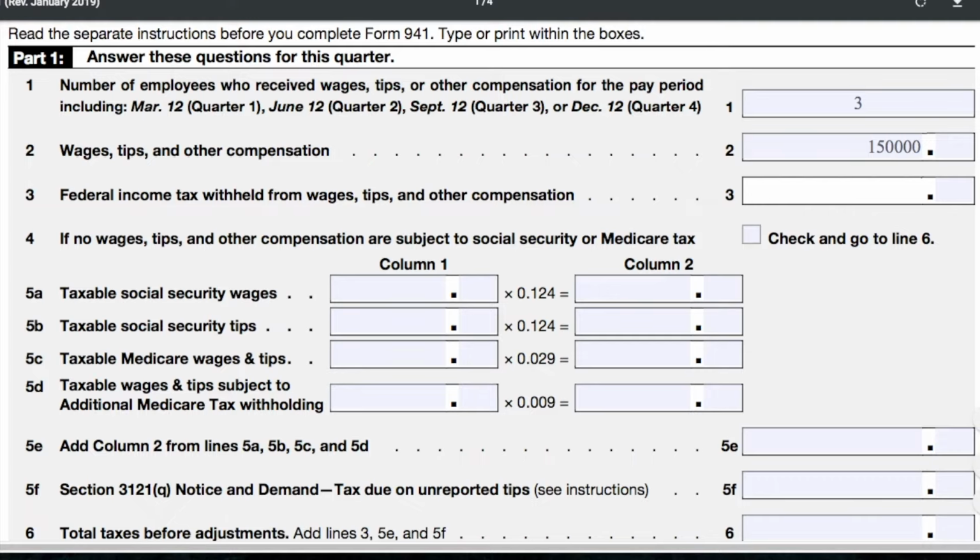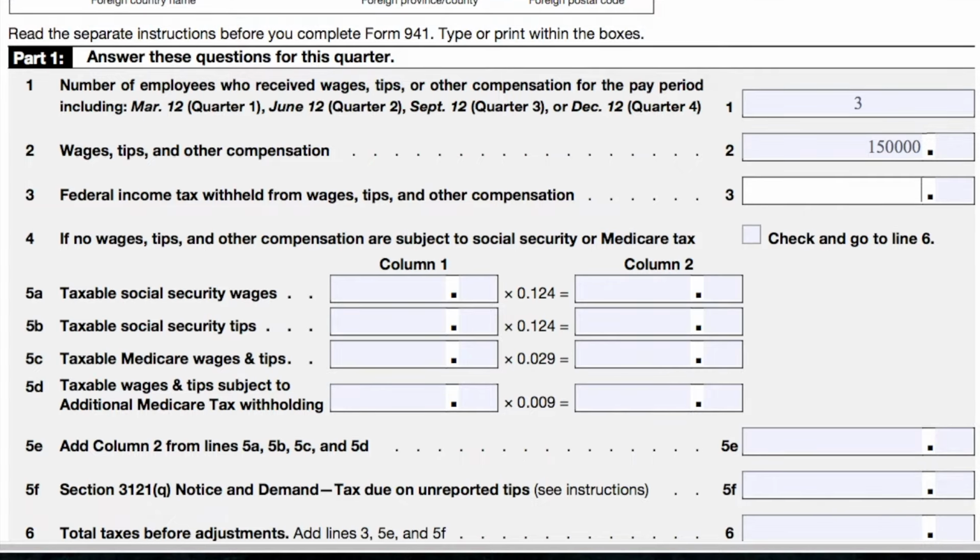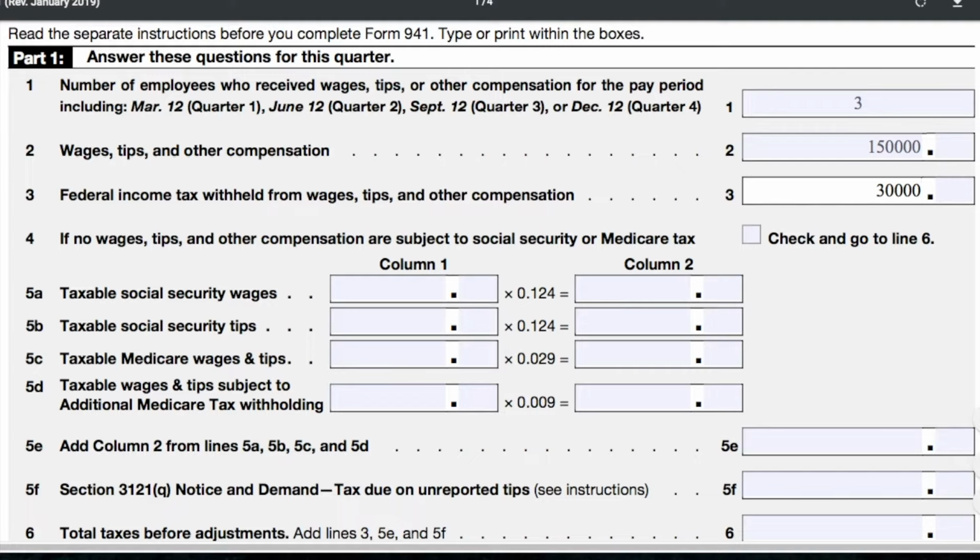In line 3, you'll note the amount of federal income taxes that you've withheld from your employees this quarter. Now, this amount will obviously depend on each employee's federal tax bracket, the choices they made on their W-4 withholding form, as well as if they're using pre-tax money for any purpose like a retirement account. Again, if you use payroll software, that software should easily show you how much federal income taxes you've collectively withheld for the quarter. In this example, we'll just say that ABC Bakery LLC withheld $30,000 in total from all employees.